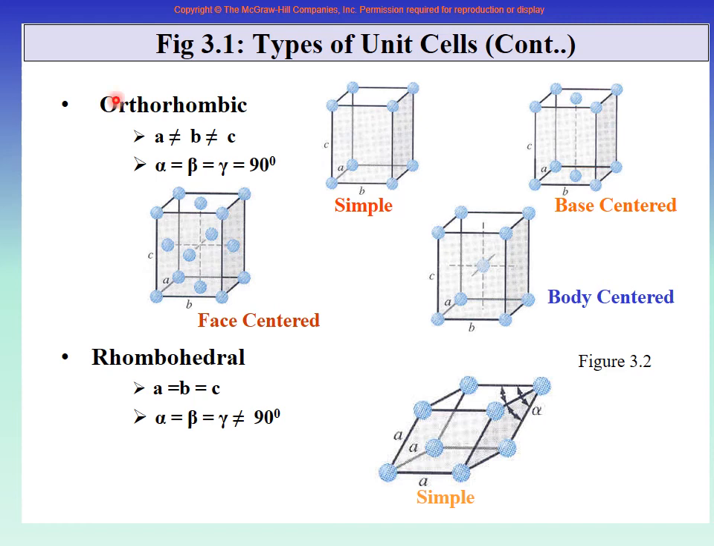Orthorhombic. Orthorhombic, the 3 sides are unequal. A is different, B is different, C is different, but all the angles are 90 degrees. So this is orthorhombic. It again could be simple, base centered only in the top and bottom, face centered, body centered. And then you can go through these. Rhombohedral. All the 3 sides are equal, 2 of the angles are equal, 1 angle is unequal to 90 degrees. So it is called rhombohedral.